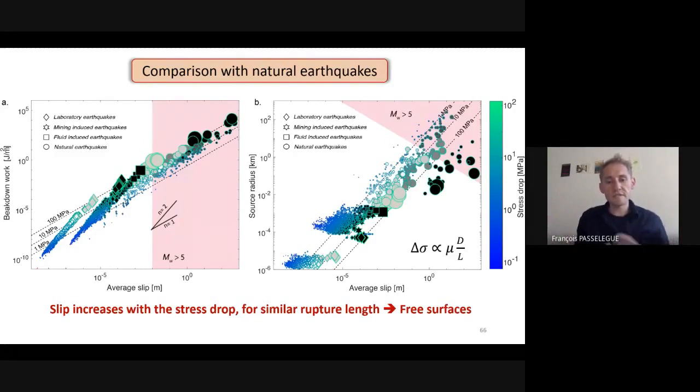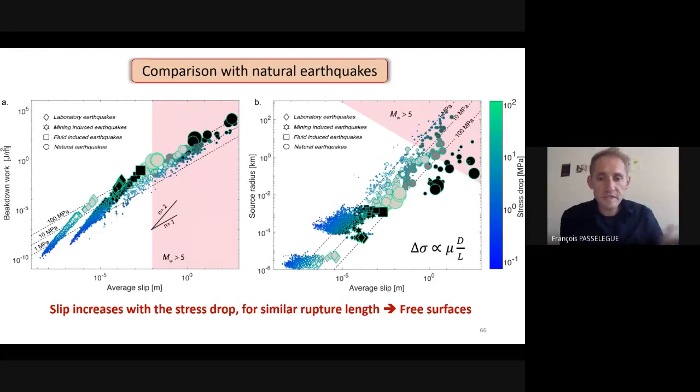So what this means is that probably some of the ruptures in nature are finite, which induces an increase of slip for a similar rupture area. And this is just due to the fact of free surfaces that induce, as we can see, for instance, in experiments, more release of stress by an increase in slip.